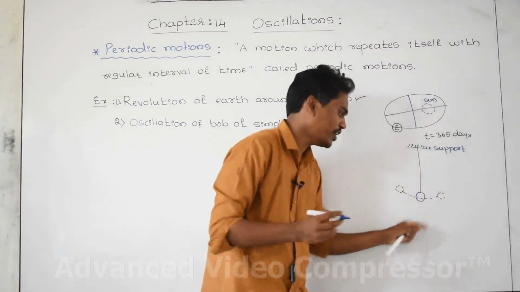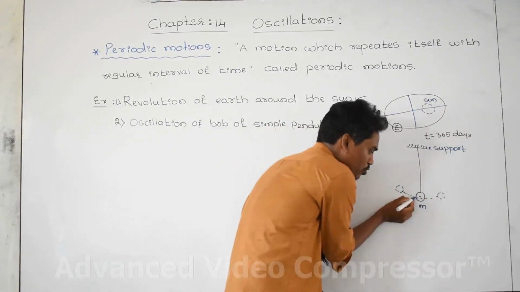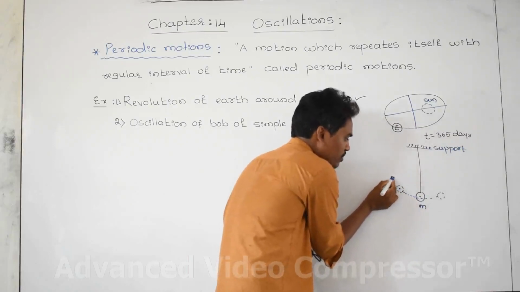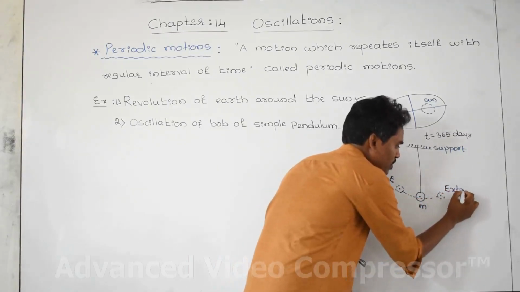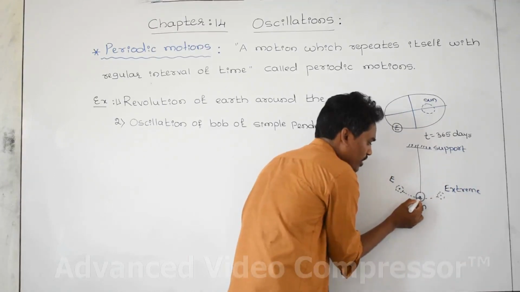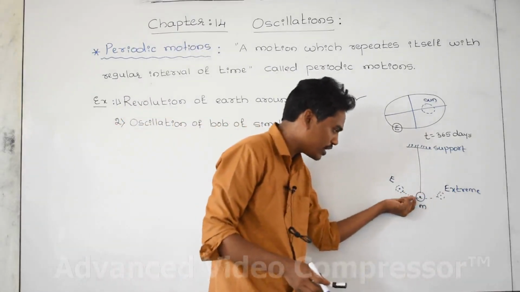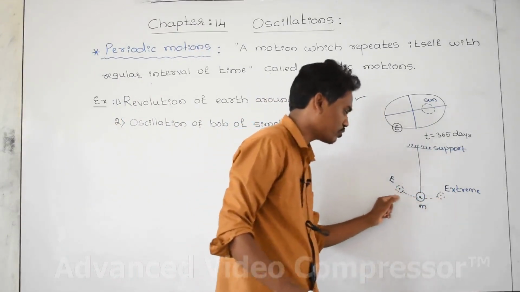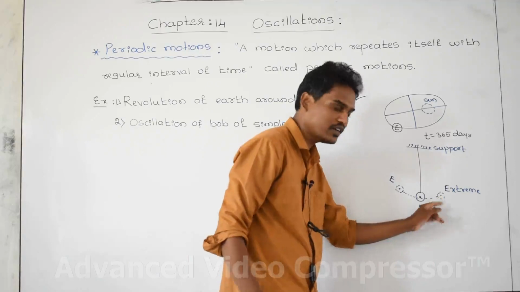Let us take this as the mean point, a reference point. When the body is moving away from it, the displacement is maximum at this point, which is called an extreme point, and this point is also called an extreme point. This arbitrary reference point is called the mean point. And this is a bob. Pull the body to a certain point and release it, then it moves like this.